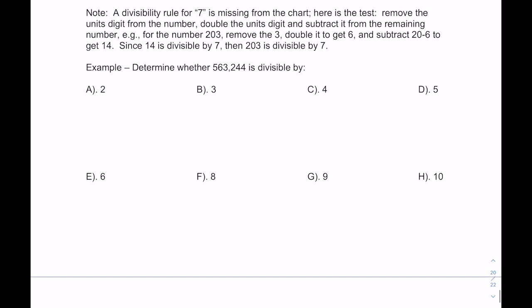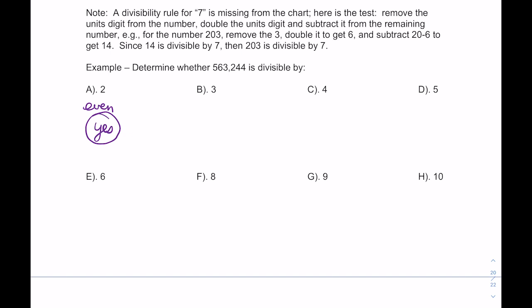So what we would want to do for this is take this large number, and I want to know, is it divisible by all of these numbers here? Okay, so it's a yes or no, and why or why not? So is 563,244 divisible by 2? If you want to pause and try to answer these and then unpause when you're ready, that's fine. The answer is yes, it is divisible by 2, and the reason is because it's even. So because it's an even number, yes, it is divisible by 2.